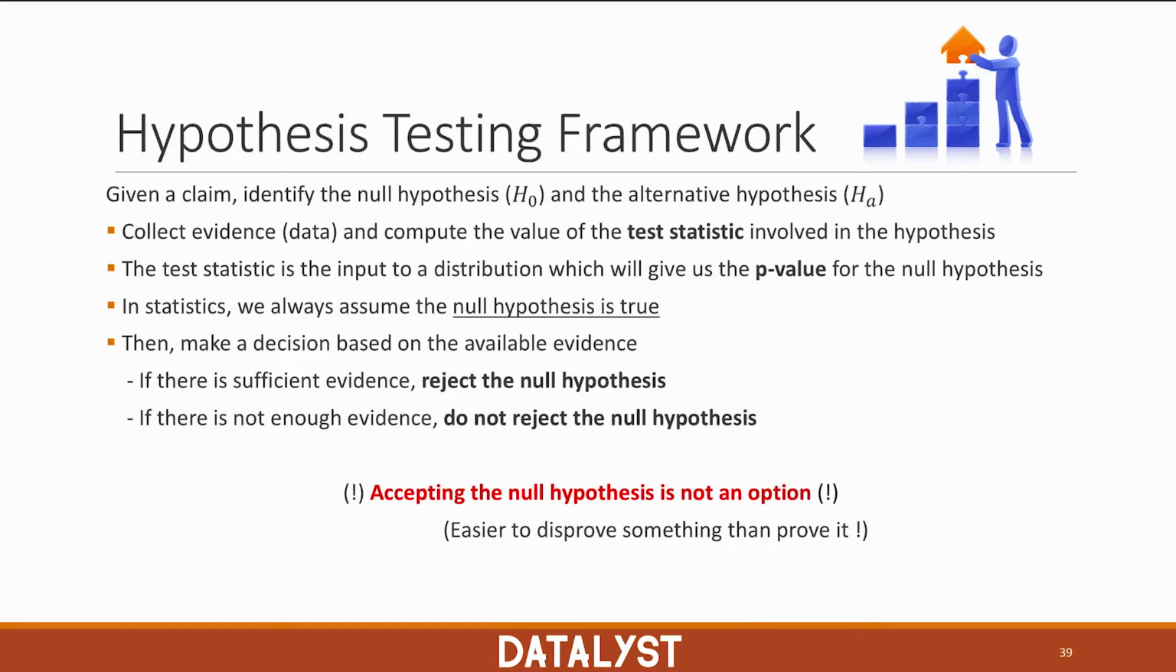So if the p-value is very small, then we believe that there is sufficient evidence to reject the null hypothesis and go for the alternative hypothesis. If the p-value is not small enough, then we do not reject the null hypothesis. And again, accepting the null hypothesis is not something that we are doing. We can't say this.